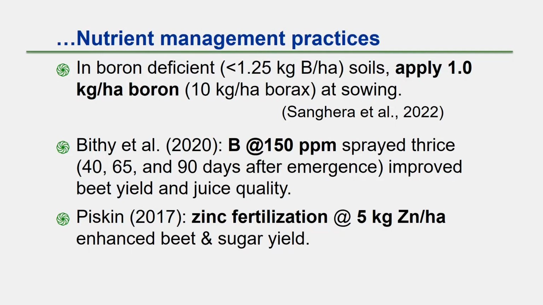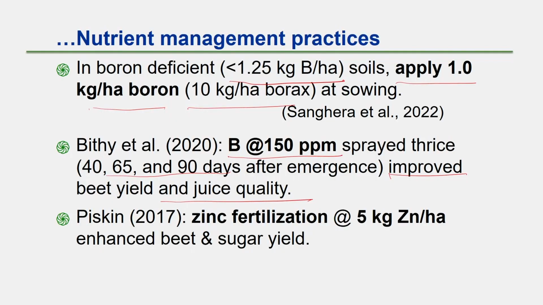In boron deficient soils, if it is less than 1.25 kg boron per hectare, apply 1 kg per hectare of boron, which can be supplied through approximately 10 kg per hectare borax at sowing. Bithi et al. 2020 said that boron at the rate of 150 ppm sprayed thrice at 40, 65 and 90 days after emergence improved beet yield and juice quality. Hence, you can see that boron not only increases the yield of sugar beet, but it also improves quality. Quality here mainly means the increased percentage of sugar.